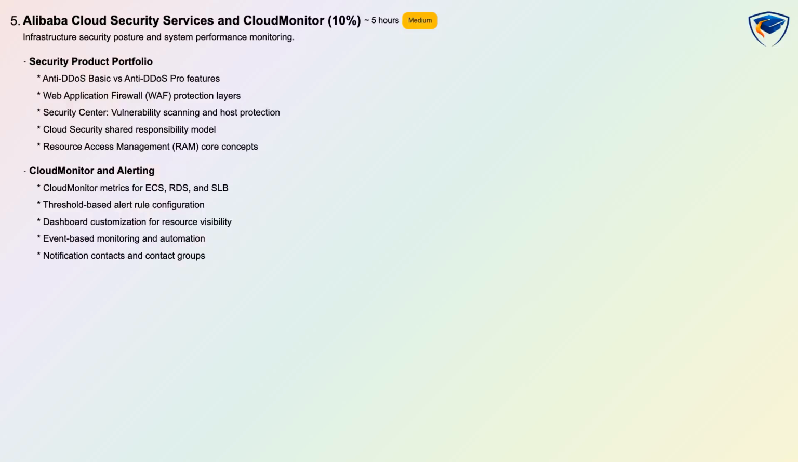Alibaba Cloud Security Services and Cloud Monitor is the fifth domain, focusing on infrastructure security posture and system performance monitoring. You'll learn about the security product portfolio, including anti-DDoS Basic versus anti-DDoS Pro features, web application firewall protection layers, security center, and cloud security shared responsibility model.